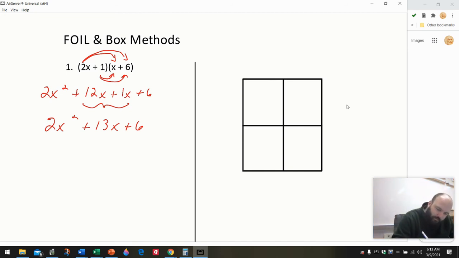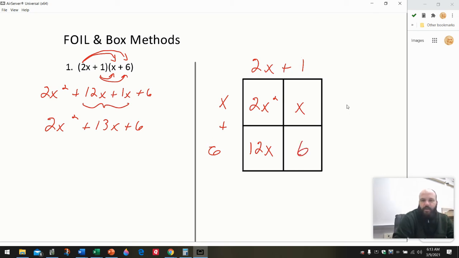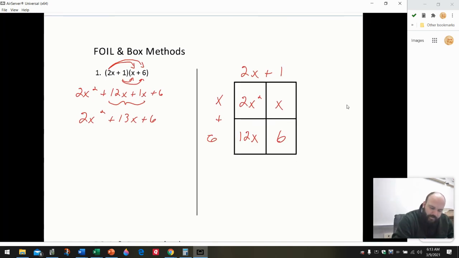And the box method will be 2x plus 1 and x plus 6, like that. So 2x times x gives me 2x squared. 2x times 6 gives me 12x. 1 times x gives me x. And then 1 times 6 gives me 6. So I have 2x squared plus x plus 12x plus 6.